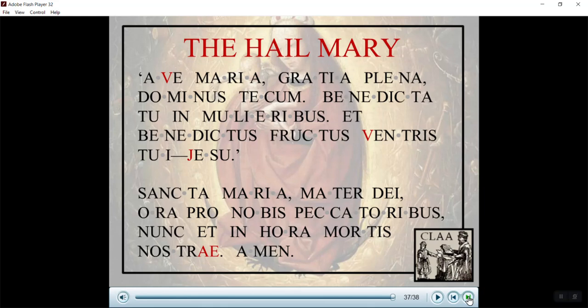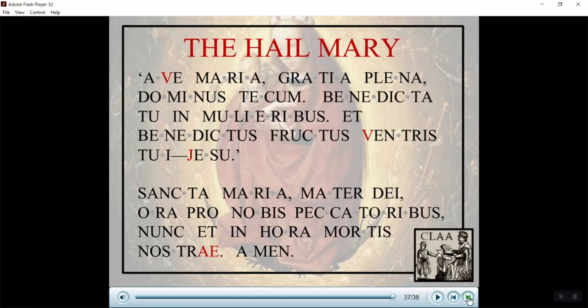Ave Maria, gratia plena, Dominus tecum, benedicta tu in mulieribus, et benedictus fructus ventris tui, Jesu. Sancta Maria, Mater Dei, ora pro nobis peccatoribus, nunc et in hora mortis nostrae. Amen.